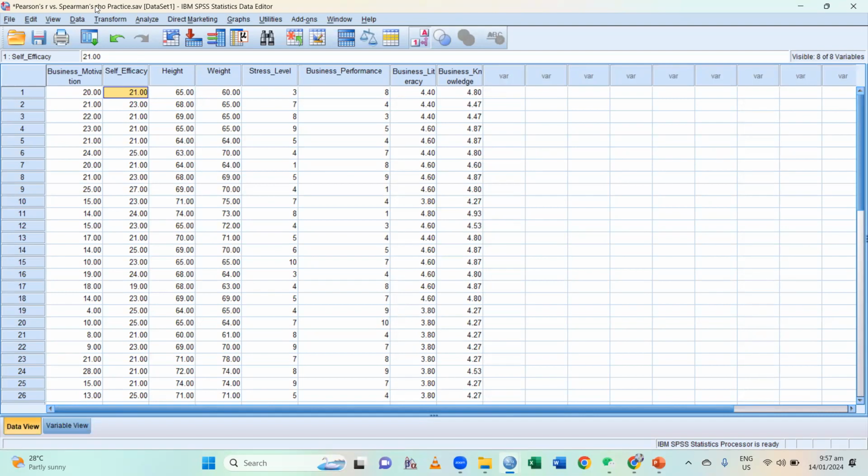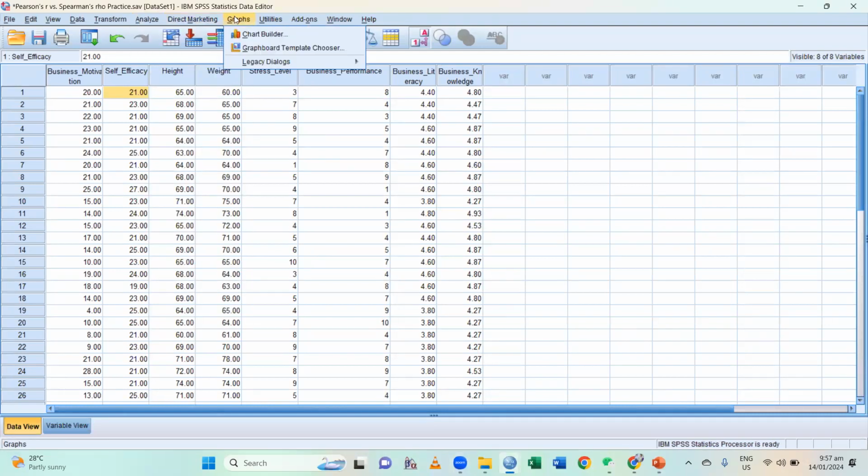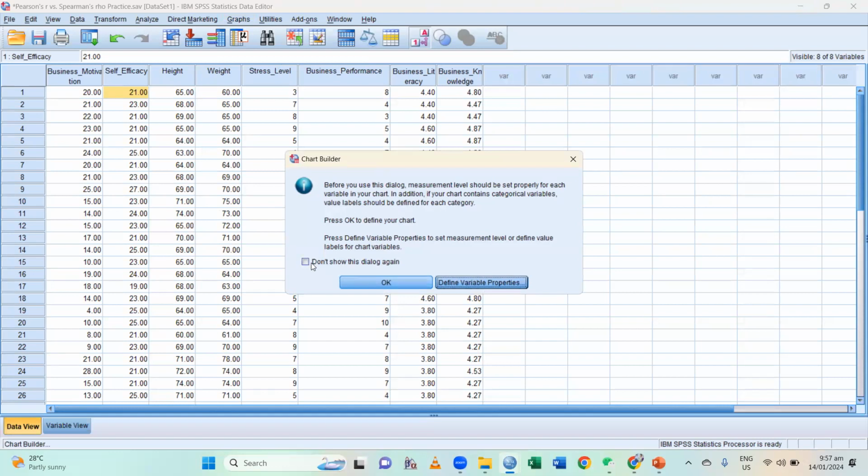Now, we might want to ask first, what do you think is the appearance of the graph? The scatter plot. So for the scatter plot, let's go to Analyze. Go to Graphs. After Graphs, you go to Chart Builder. You click it, and just click OK.